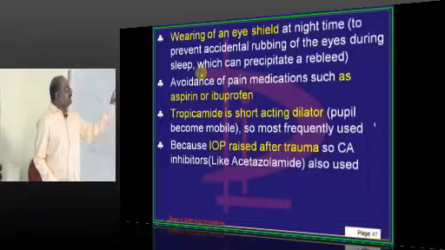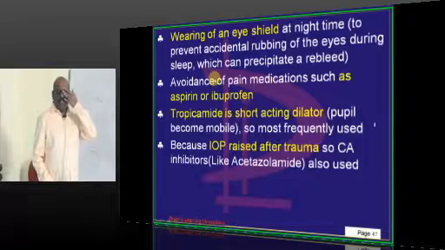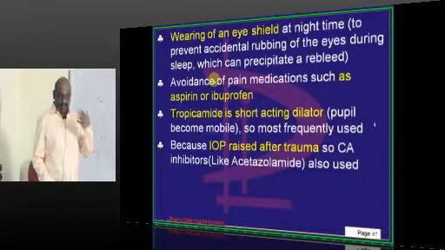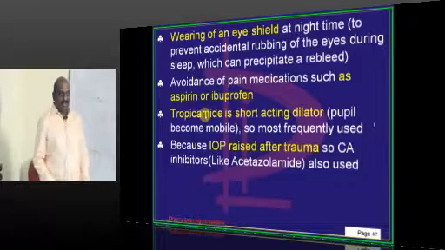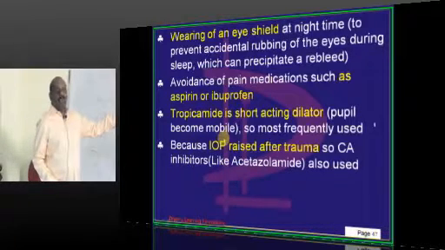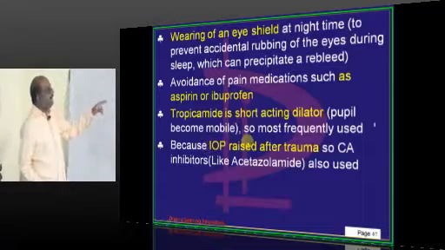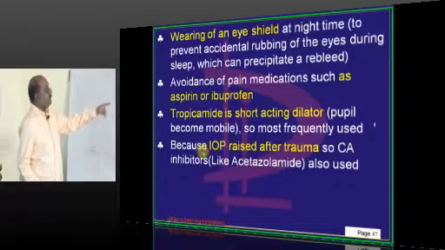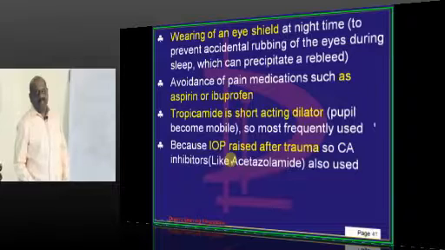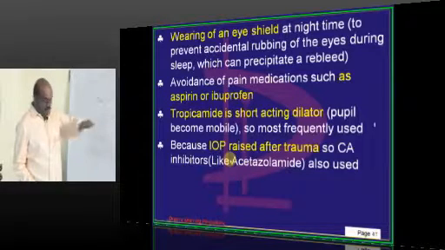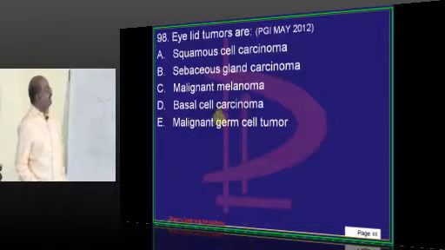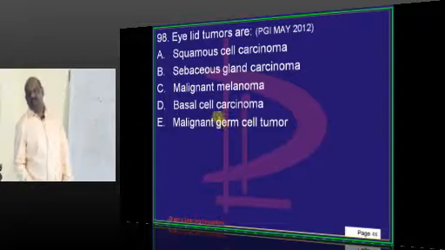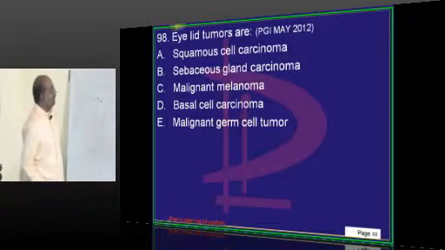bed rest is indicated, eye shield in the night suddenly if he is rubbing his eyelids, hyphema worsens. Don't give ibuprofen or aspirin like NSAID which is capable of causing more bleeding, platelet dysfunction. And we give tropicamide which is a short acting dilator, and we decrease the IOP because hyphema lead to decreased aqueous humor drainage and lead to raised IOP, and hence we use like acetazolamide is what you need to remember, and some advocate steroid. So this is the treatment of hyphema.